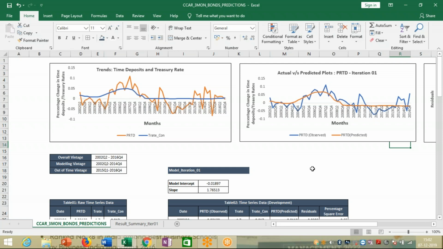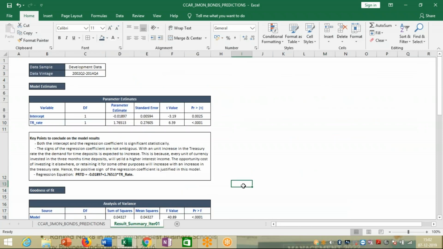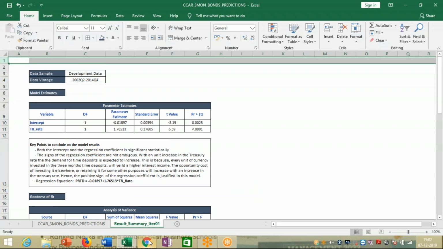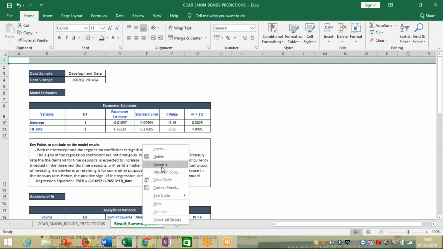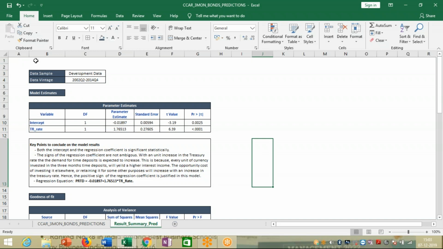So over here, we'll start off with 1 lag first, right? So we'll lag the series by 1, and then we will look into the other parts. So basically, this is the result of iteration 1. So I'll rename this as result summary of predictions.